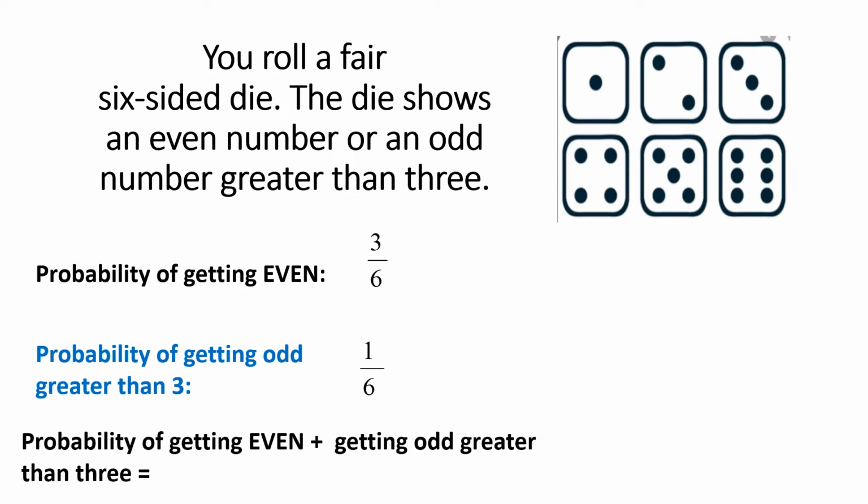So to get the probability of getting an even or an odd number greater than 3 is 3 over 6 plus 1 over 6 is equal to 4 over 6. I-lowest term nyo lang. 4 divided by 2 ay 2 at 6 divided by 2 ay 3. So it's 2/3.